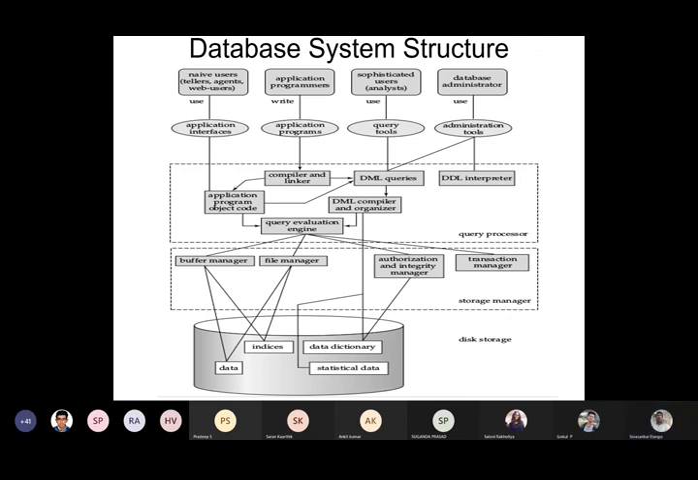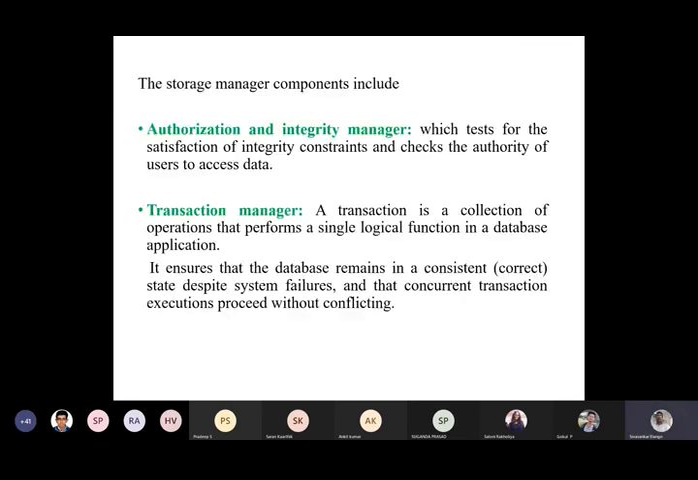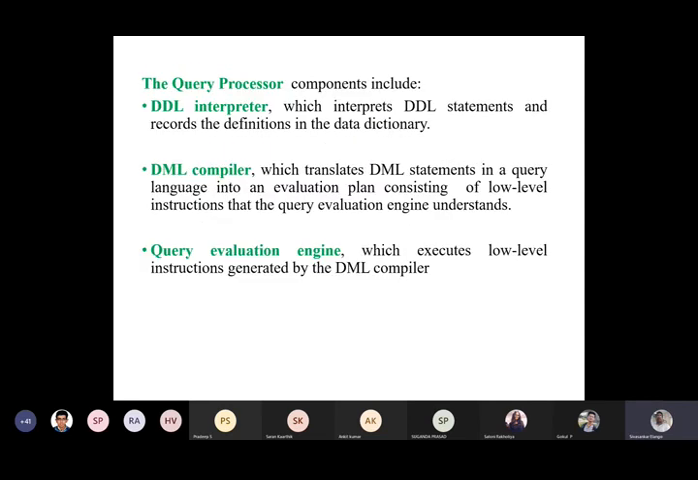So the next model that we are going to discuss is the query processor component. In the query processor component, we will discuss the DDL interpreter, DML compiler, and query evaluation engine. You all know data definition language. The DDL interpreter interprets DDL statements and records the definitions in the data dictionary.